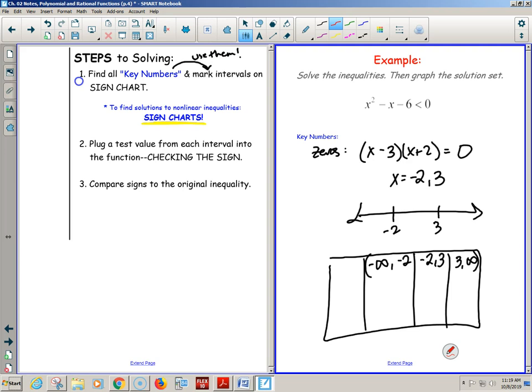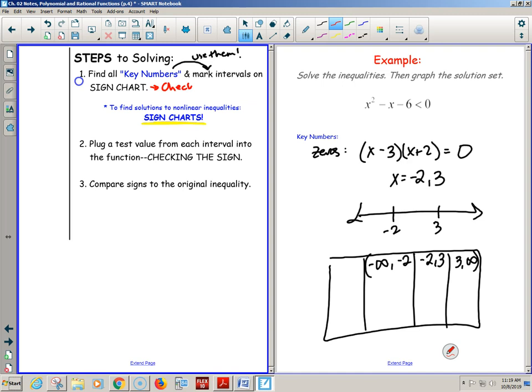But in sign charts, we have to check the inequality. We close if we have less than or equal to or greater than or equal to. And we keep it open if we have a less than, a greater than, or not equal to. We close it if we have an or equal to, and we open it if we don't.